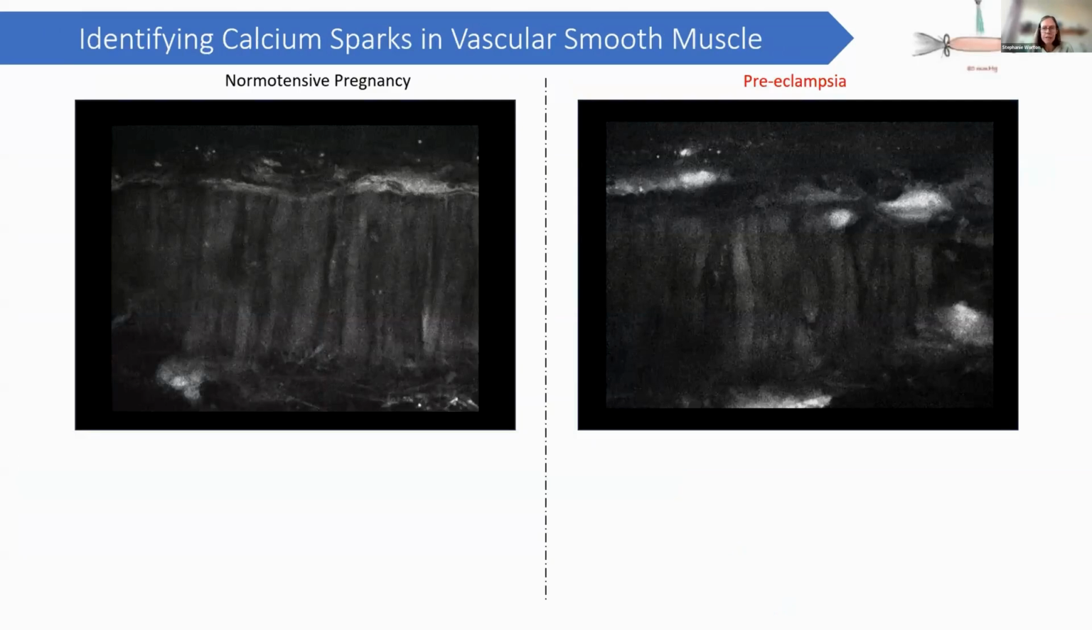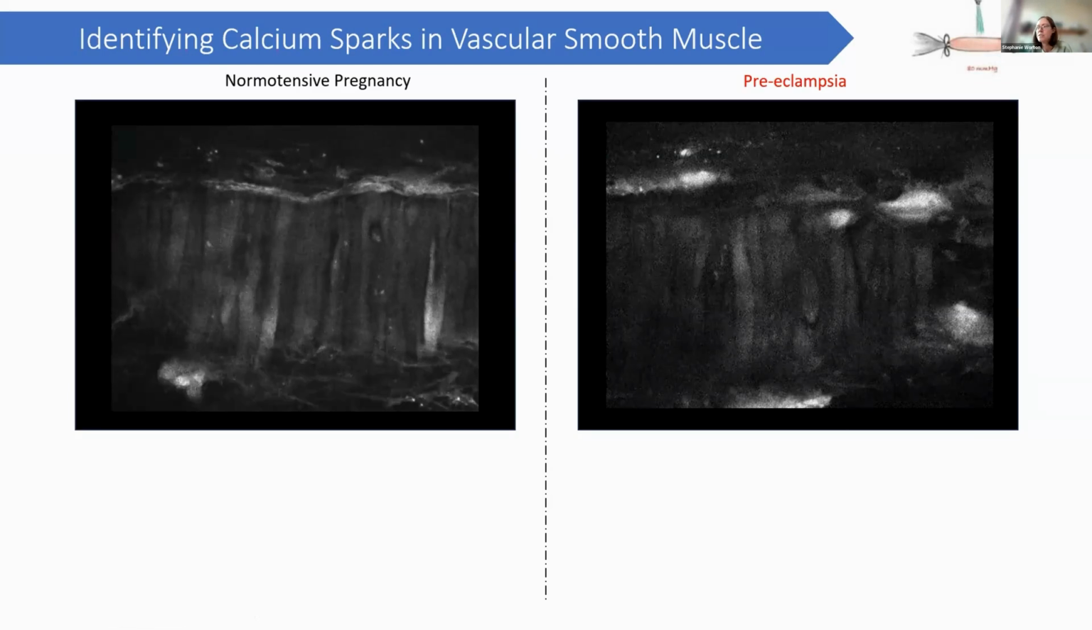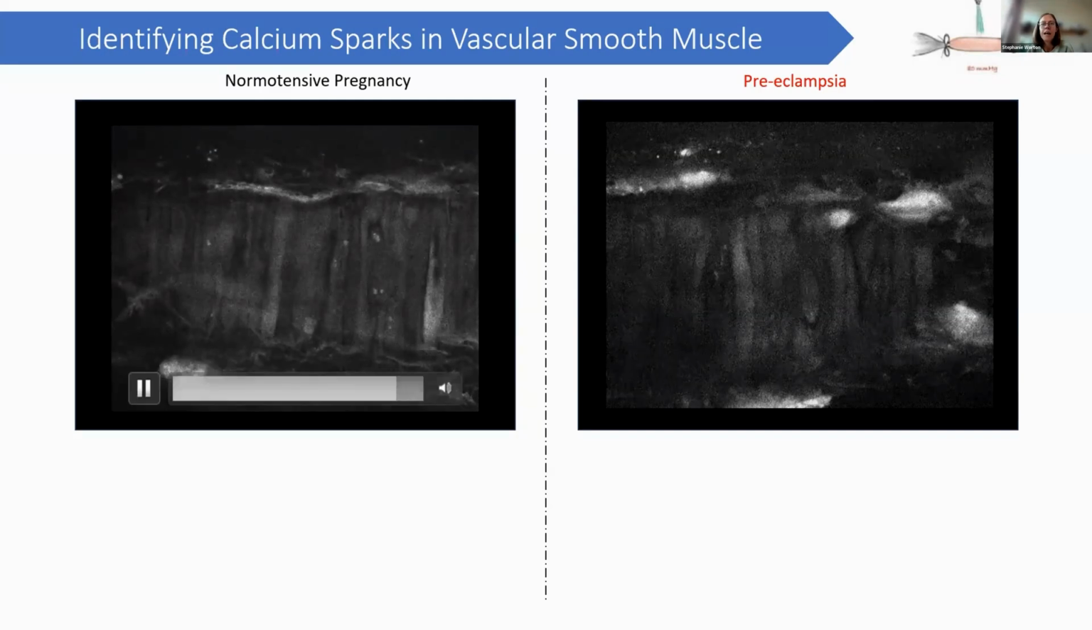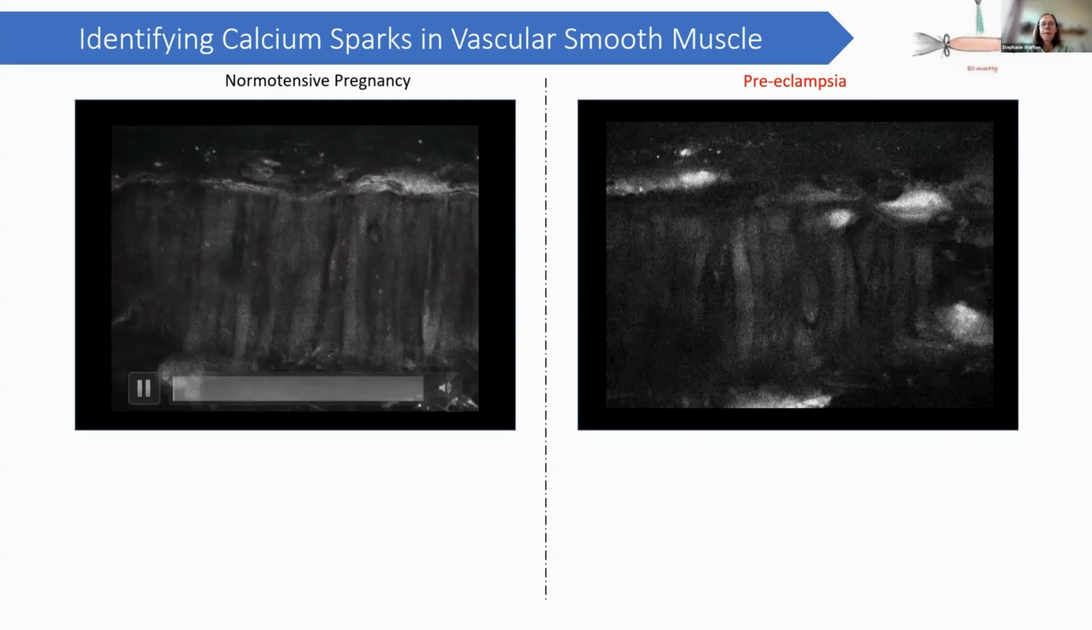And this is what we see. So firstly, in women with normotensive pregnancy, we can see individual vascular smooth muscle cells, and within them, calcium sparks. Calcium sparks are named for their firework-like appearance, but I think they look a little bit like headlights on the highway going up the cells.